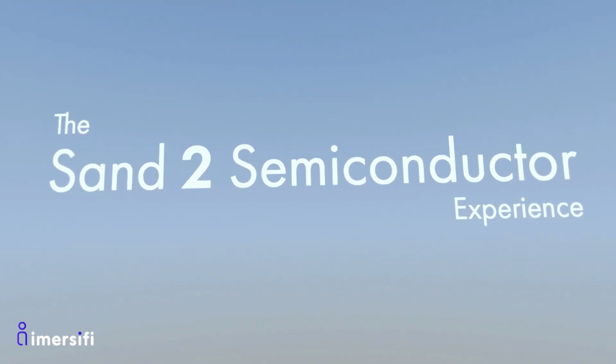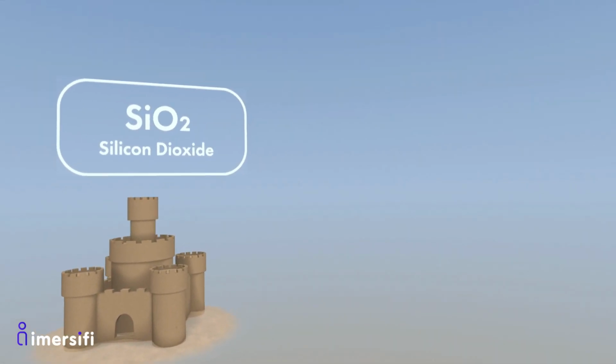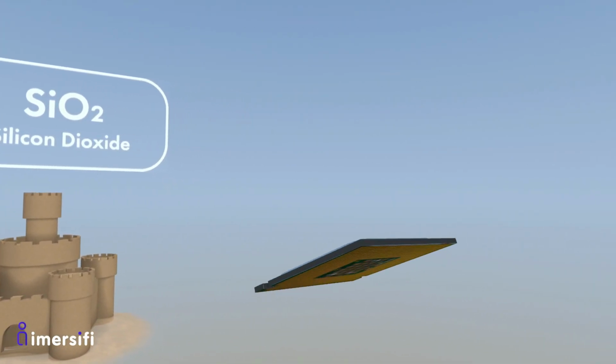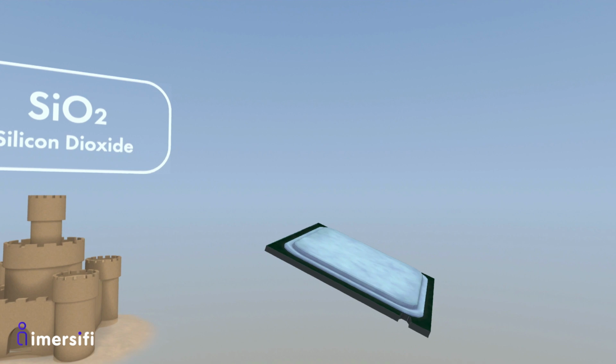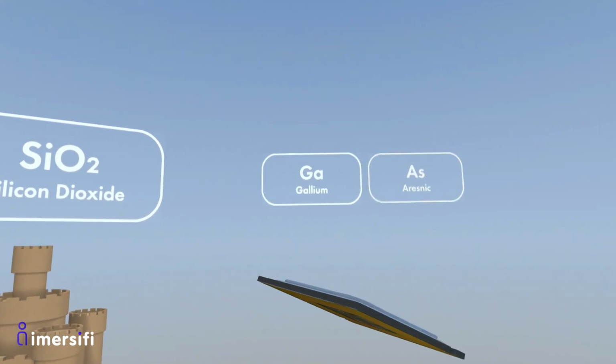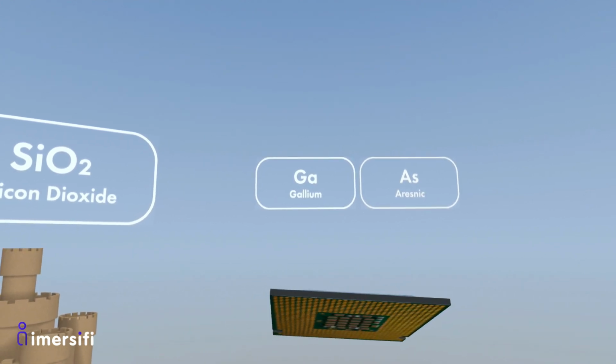On this journey, we'll uncover the incredible story of how compounds as ordinary as sand or silicon dioxide can be transformed into extraordinary semiconductors. We will also see how the latest semiconductor technologies combine elements like gallium and arsenic to make compound semiconductors. Let's begin.